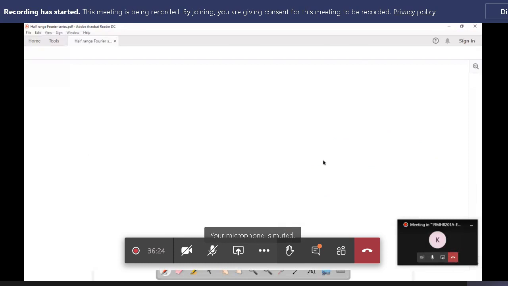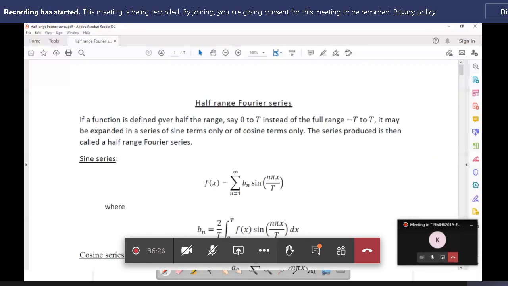So here, if a function is defined over a half range, say 0 to t, instead of the full range minus t to t, it may be extended in a series of sine terms only or cosine terms only. The series produced is then called the half-range Fourier series.